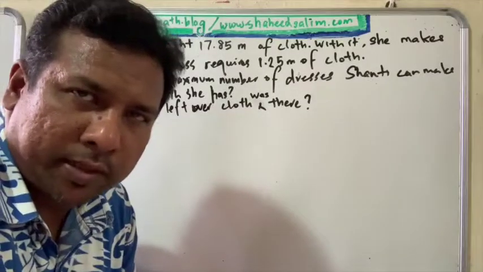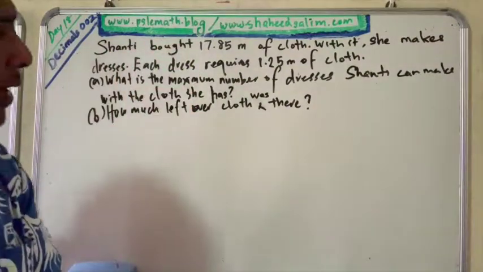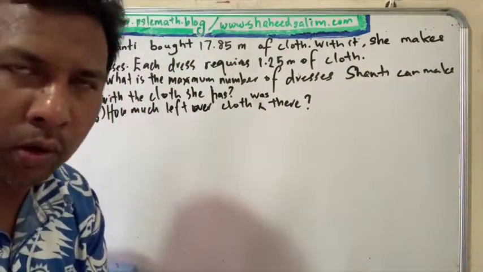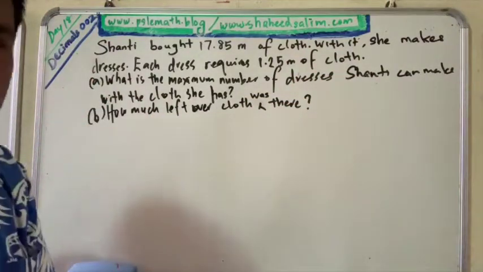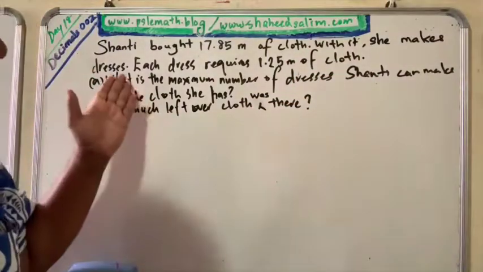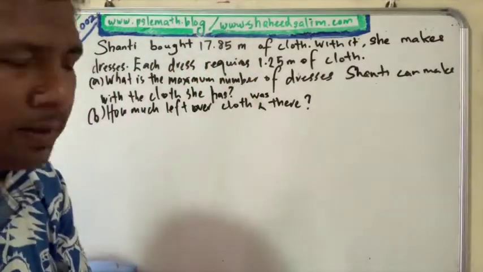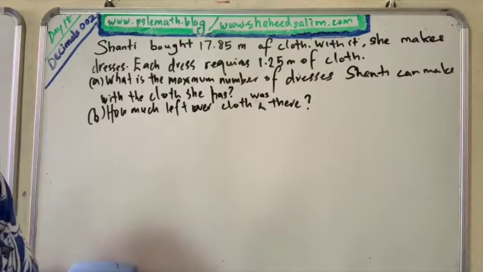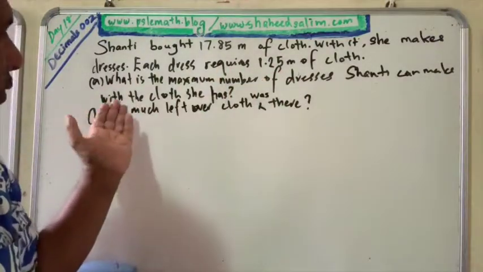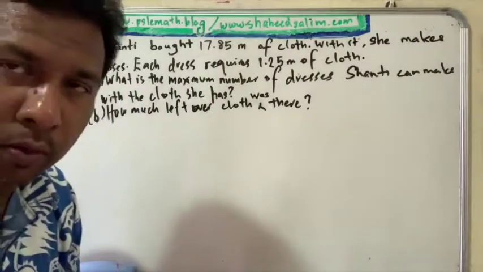Question number 2 for decimals. Here we go. Shanti bought 17.85 meters of cloth. With it, she makes some dresses. Each dress requires 1.25 meters of cloth. What is the maximum number of dresses Shanti can make with the cloth she has? How much leftover cloth is there?